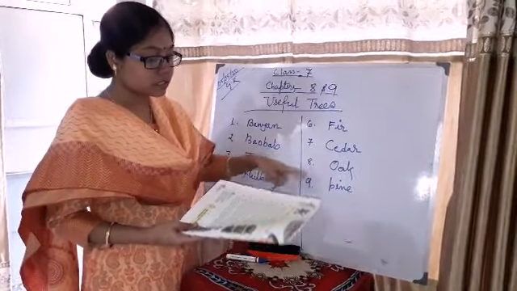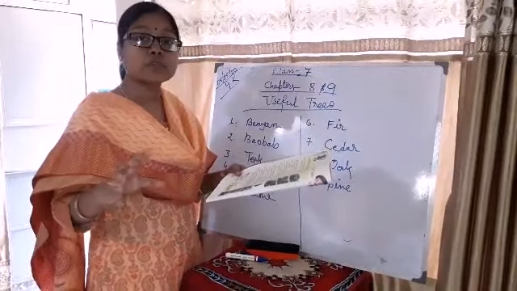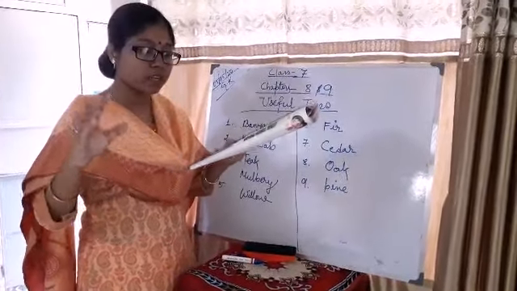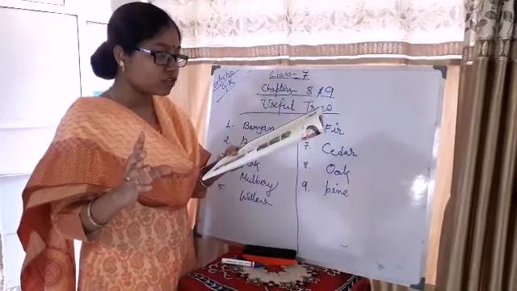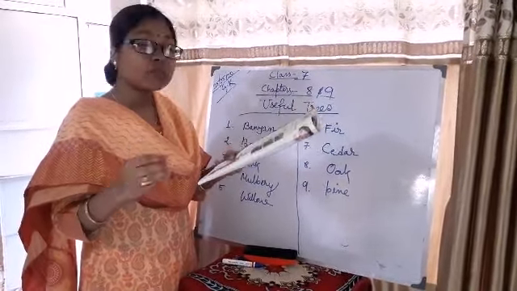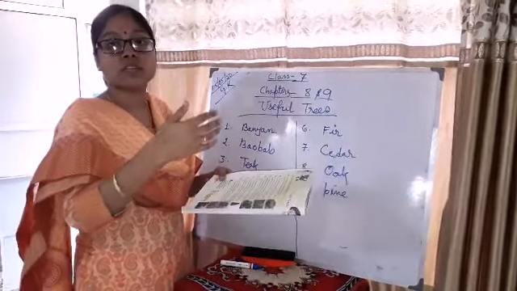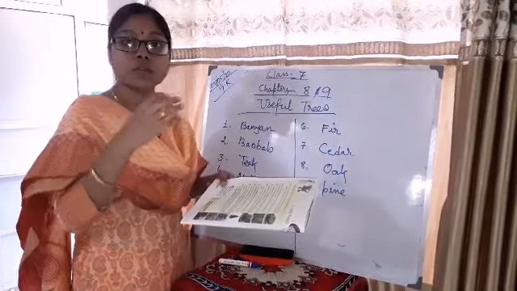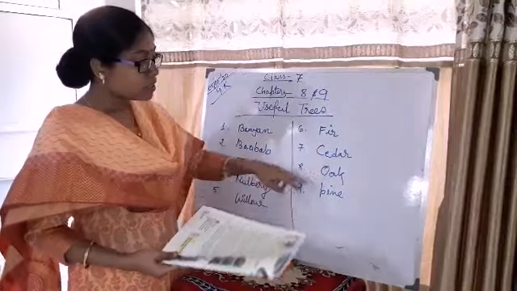After that, number 7 is cedar. Which kind of tree is it? It is a tall evergreen tree with wide spreading branches. The branches are so spreading, you can see by the picture. And the wood of the tree has a sweet smell. If you go by that side of the tree, you will get some sweet smell from the tree itself. So which kind of tree is it? Cedar tree.